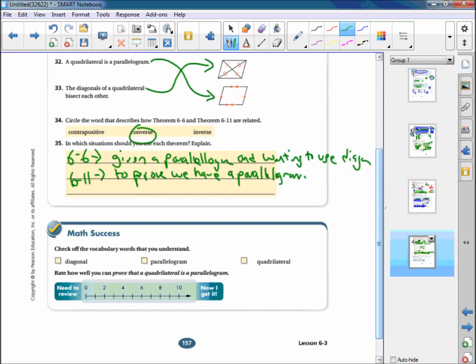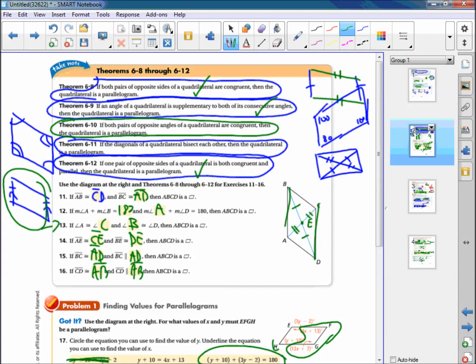So check off the vocabulary words that you understand. So hopefully you definitely understand the diagonals now, parallelograms, and quadrilaterals. So four-sided shape, and then there's a special four-sided shape where opposite sides are parallel. How well can you prove a quadrilateral is a parallelogram? If you don't remember any of those ways we could do it, then you need to go back and look over the notes. So we came up with a list of, let's count them again, 1, 2, 3, 4, 5 ways to prove that quadrilaterals were congruent.